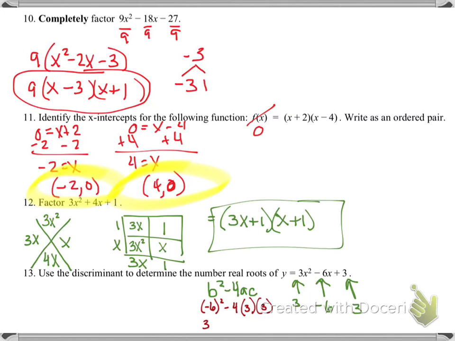then I'm going to square my negative 6, I get 36, and then negative 4 times a positive 3 times a positive 3, that's negative 12 times 3, which is negative 36. Sweet! That equals 0. Now, if my discriminant equals 0, then that means there's only one real root.